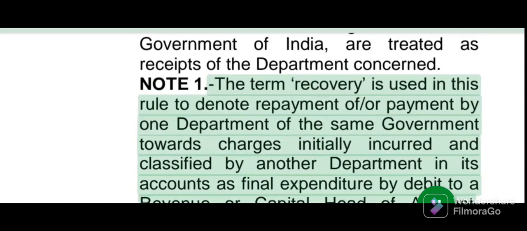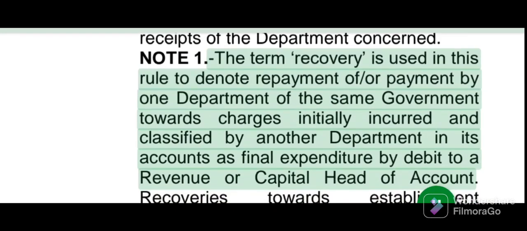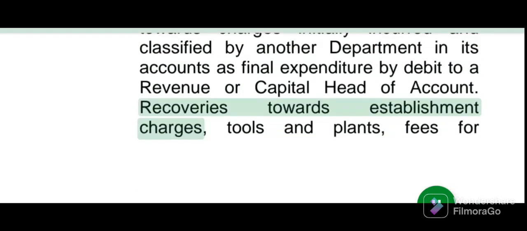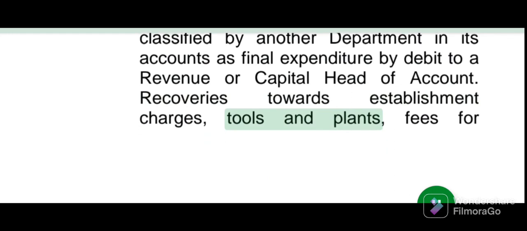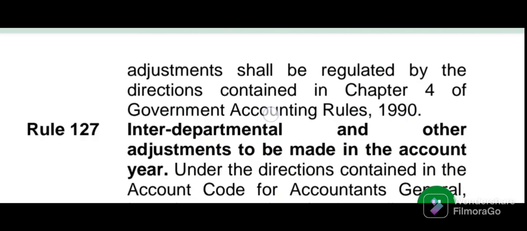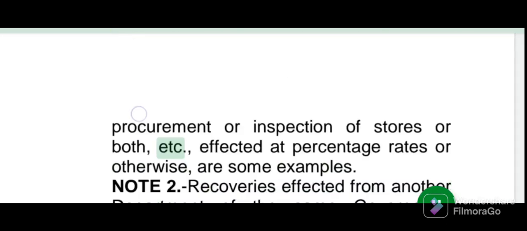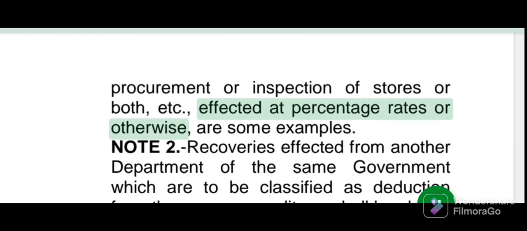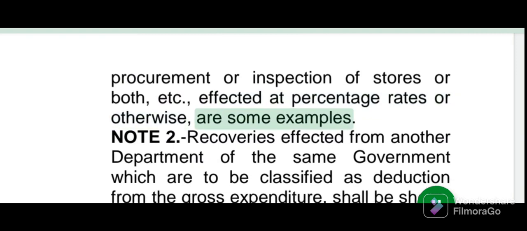Note 1. The term recovery is used in this rule to denote repayment of, or payment by, one department of the same government towards charges initially incurred and classified by another department in its accounts as final expenditure by debit to a revenue or capital head of account. Recoveries towards establishment charges, tools and plants, fees for procurement or inspection of stores or both, etc., effected at percentage rates or otherwise, are some examples.